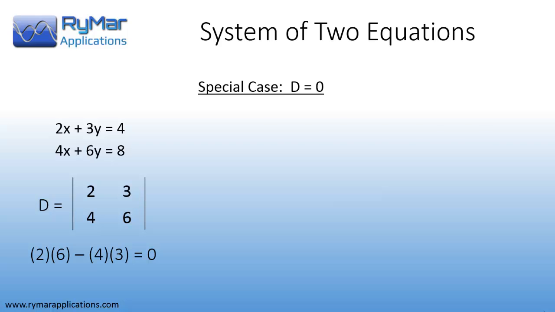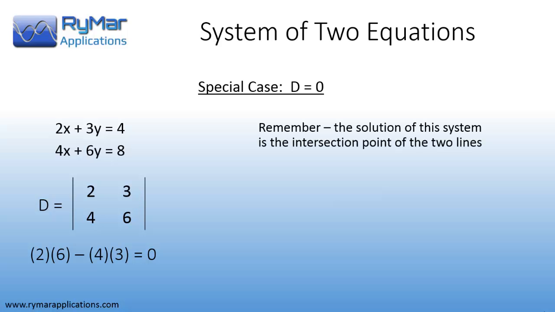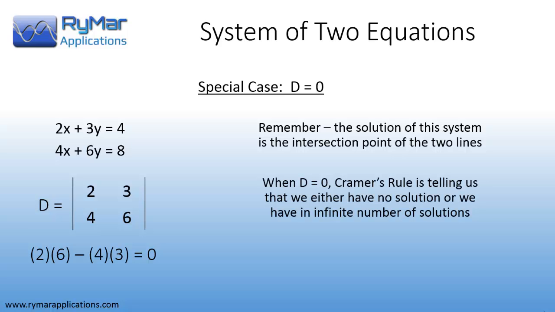All right, so what does all this mean? Remember what we're doing here. When we solve a system of equations, we're looking for an intersection point between the two lines. When Cramer's rule gives you d equal to 0, basically it's saying we either have no solution at all, or we've got an infinite number of solutions. Let's take a look and see what that means graphically.